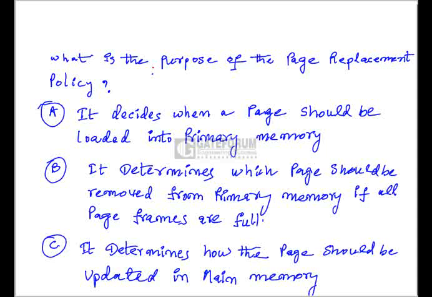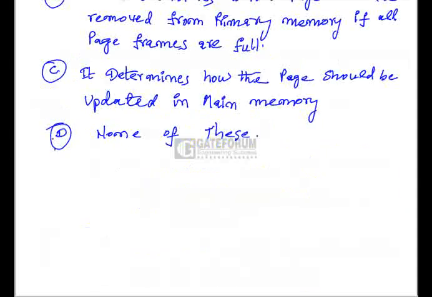What is the purpose of page replacement policy? Option A, it decides when a page should be loaded into primary memory. Option B is, it determines which page should be removed from primary memory if all page frames are full. Option C is, it determines how the page should be updated in main memory. Option D, none of these.